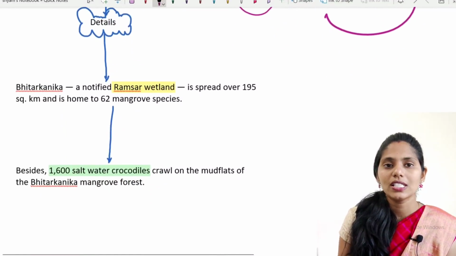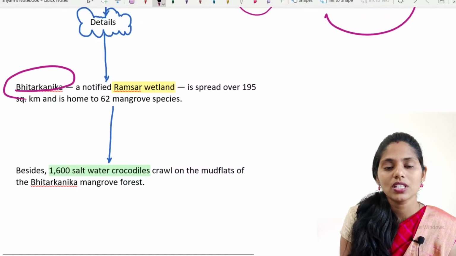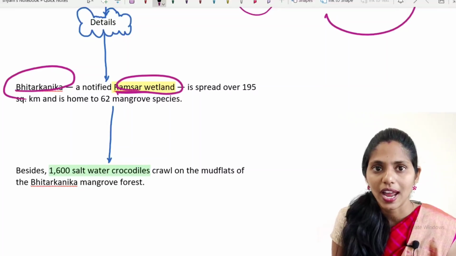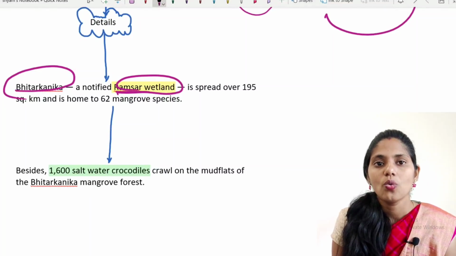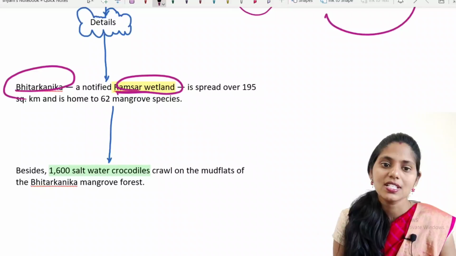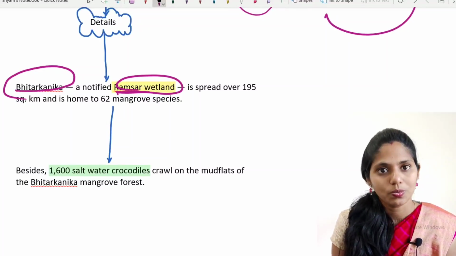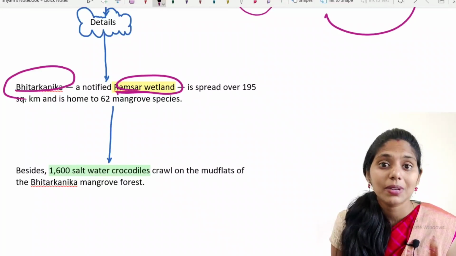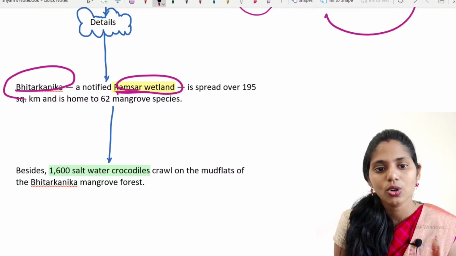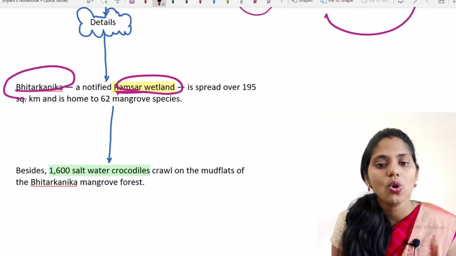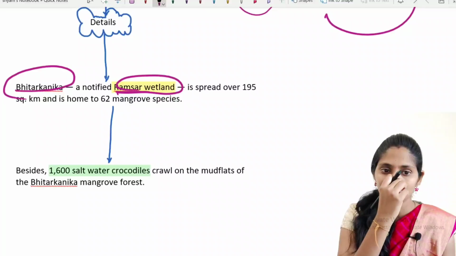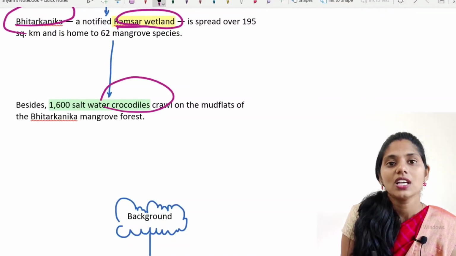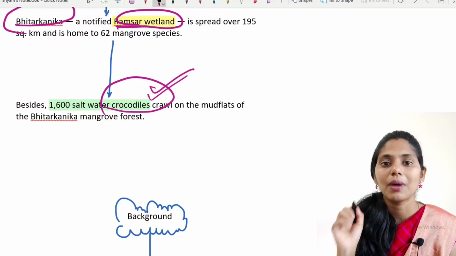If we are talking about details, it says that Bhitarkanika is a notified Ramsar wetland, which is spread over 195 square kilometers, and it is home to 62 mangrove species. So Bhitarkanika is a Ramsar wetland, spread over 195 square kilometers, and it is a home for 62 mangrove species. And the next one is, besides that, 1600 saltwater crocodiles are mainly seen in this Bhitarkanika mangrove forest.